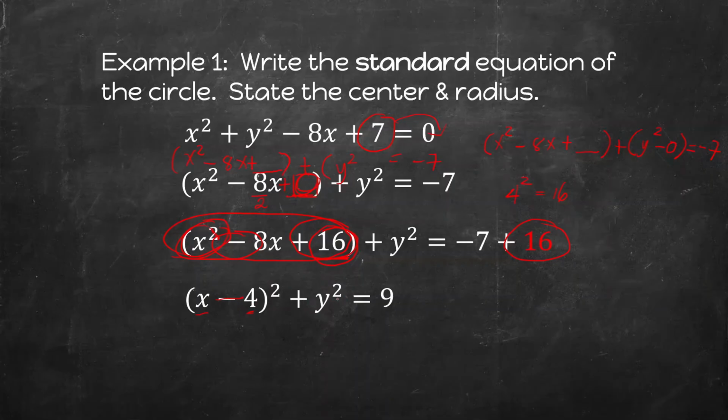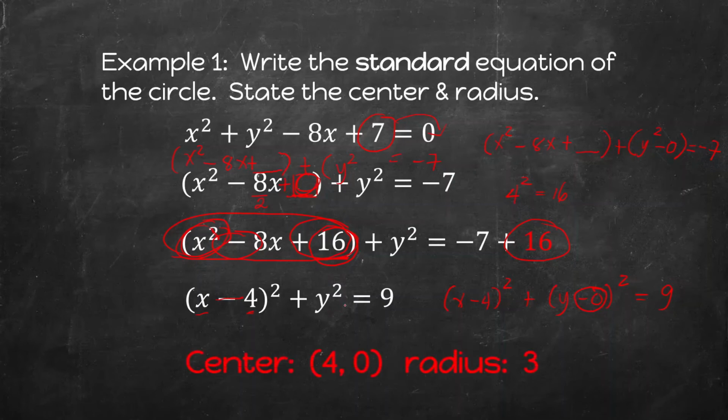Sir, bakit po inalis na yung? Pwede naman din natin siyang isulat ng ganito, x minus 4 squared plus y minus 0 squared. Pwede rin naman siyang ganyan. Kaya lang, since 0 na to, hindi na siya isinasama. So, y minus 0 is y. So, y squared na lang.